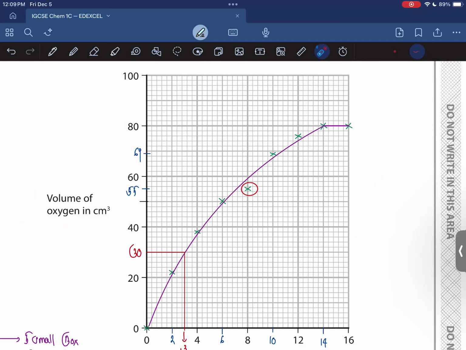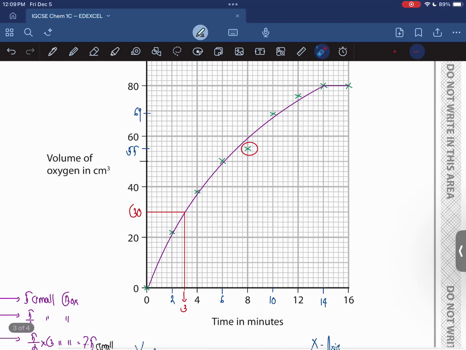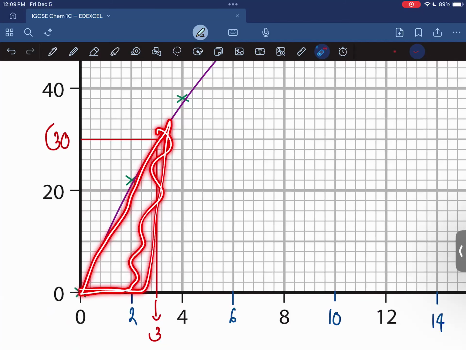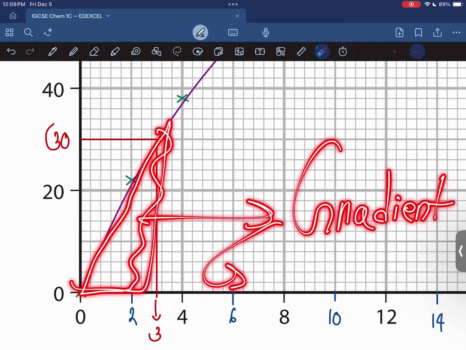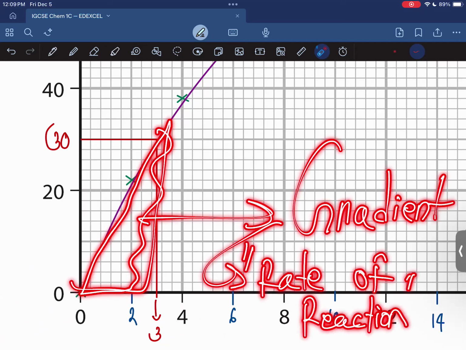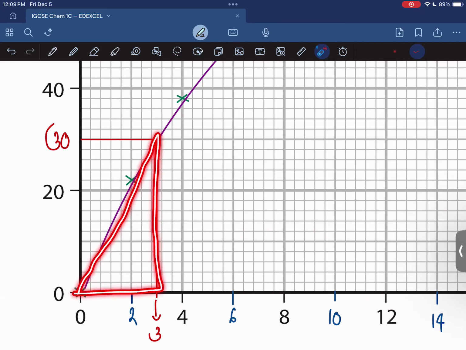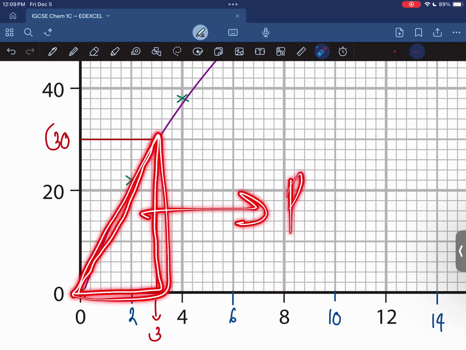Now you have to remember this. If you are still unsure about this kind of question, I do have a separate video on this type of question as well. Do let me know in the comment section, everyone, okay? And this part of this, right? The initial part of it, the gradient of it represents rate of reaction. So if you find the gradient during this initial part, when time equals 0, you would find out the rate of reaction.